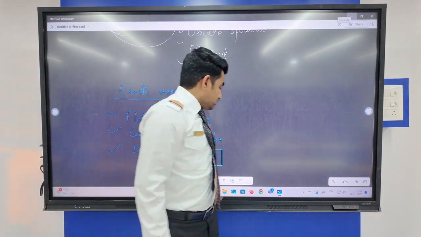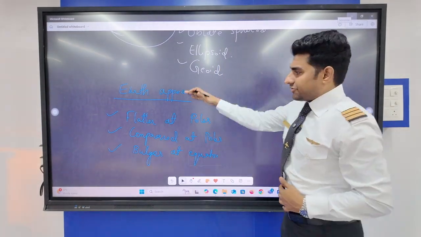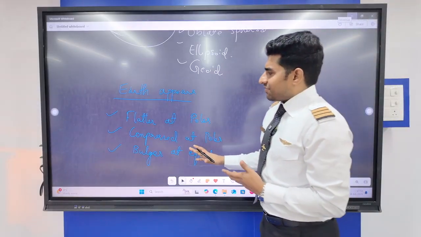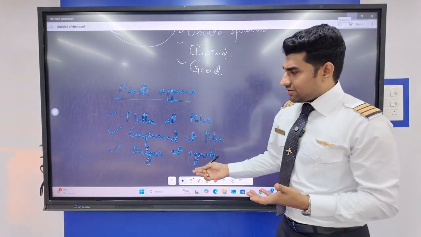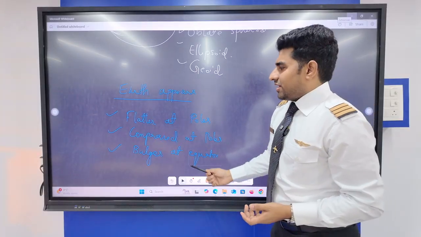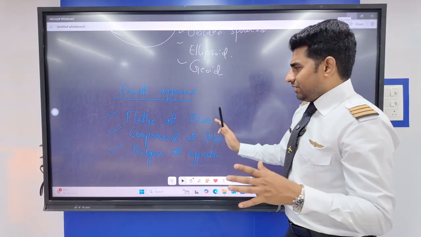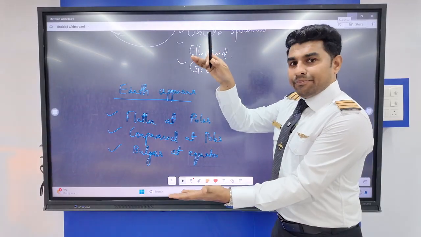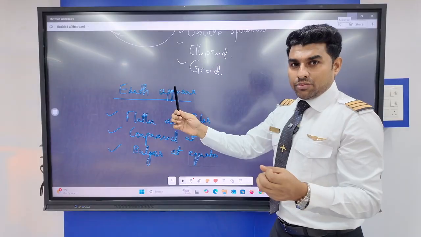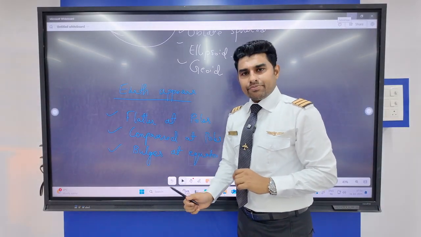The reason that I have written all these is from your exam point of view, they sometimes ask you these things. So what people do is they end up choosing a wrong option, as in they sometimes select they appear flatter at the equator, or compress at the equator, or bulges at the pole. But simple, as you see the picture, it is compressed at the poles, bulges at the equator, flattens at the poles, right? So please know this thing.